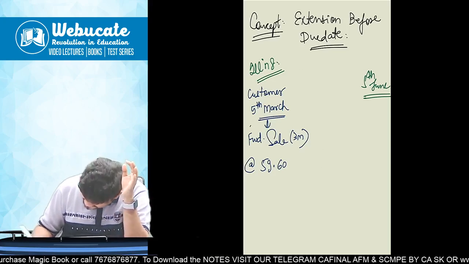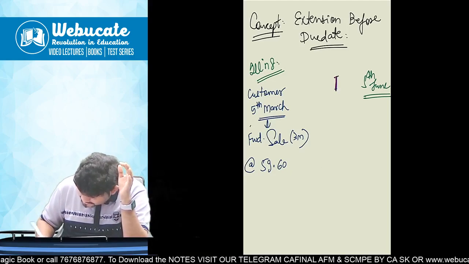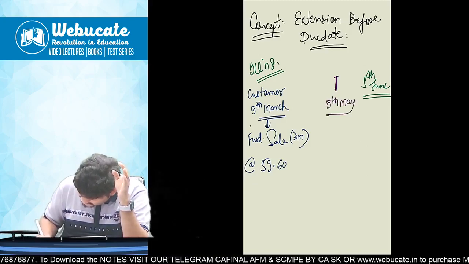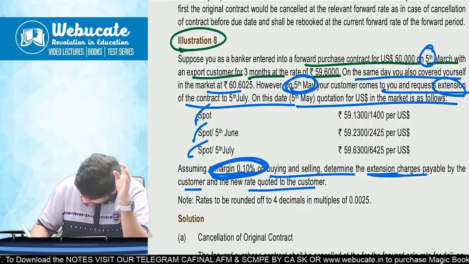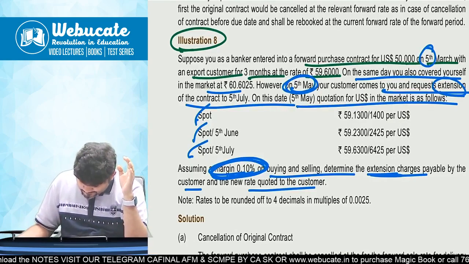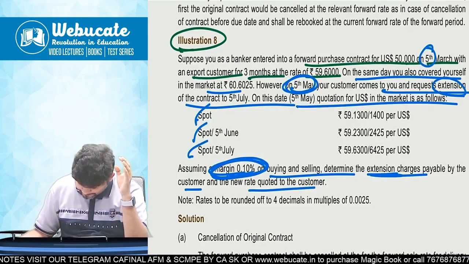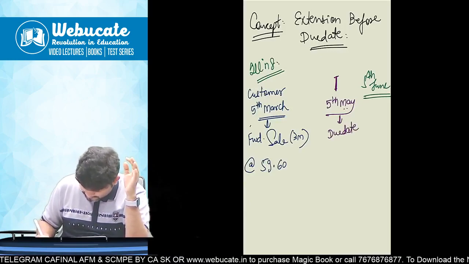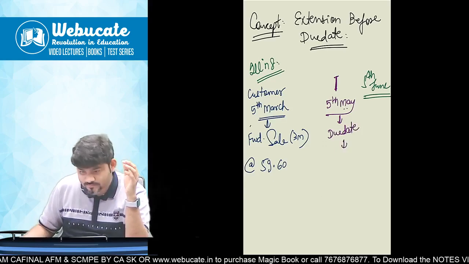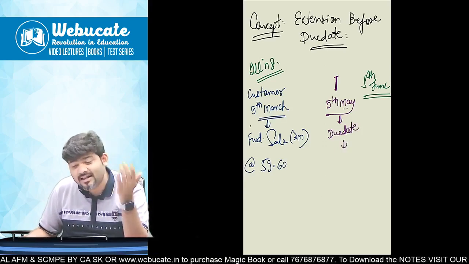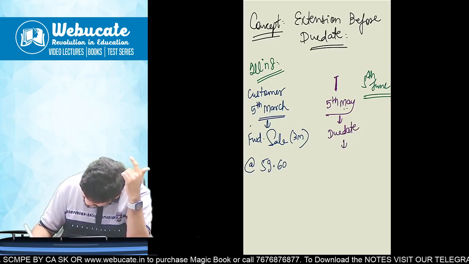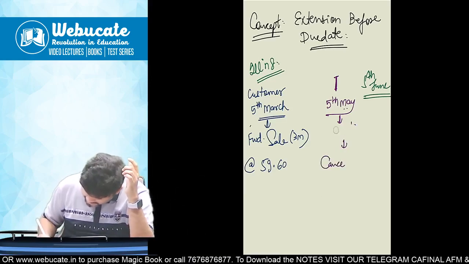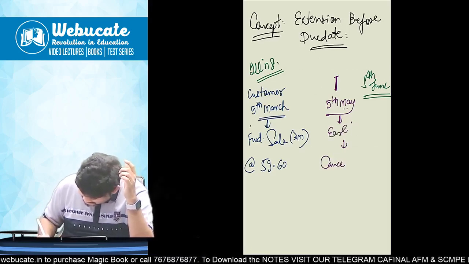Okay, so what happens on 5th May? What happens? Due date, cancel after 1 month. So how will you do it? How will you cancel? Not on due date, but earlier than due date. Early.